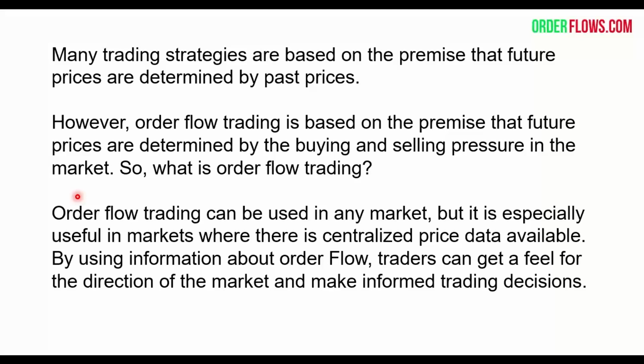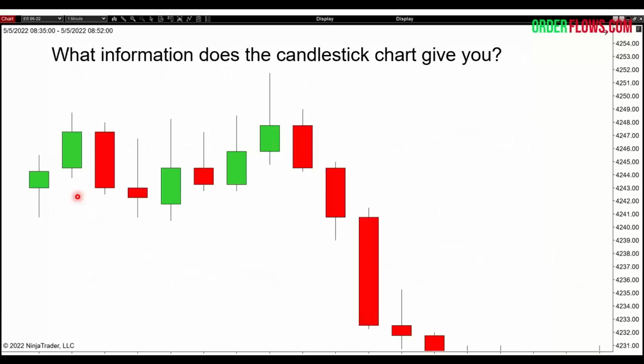Even to a certain extent, crypto, there's 400 crypto markets out there, but if you stick with the big ones, obviously Coinbase, Binance, get your data from there. It's pretty representative of the overall market. Stocks, if you're trading the big stocks, obviously you could have good data sources available for that as well. So by using information about order flow, traders can get a feel for the direction of the market and make better trading decisions. Now, this is this morning here in E-minis.